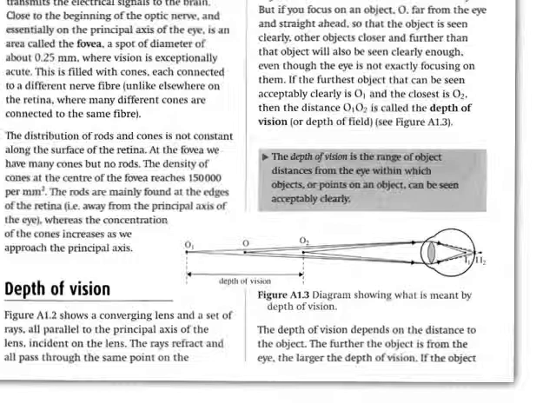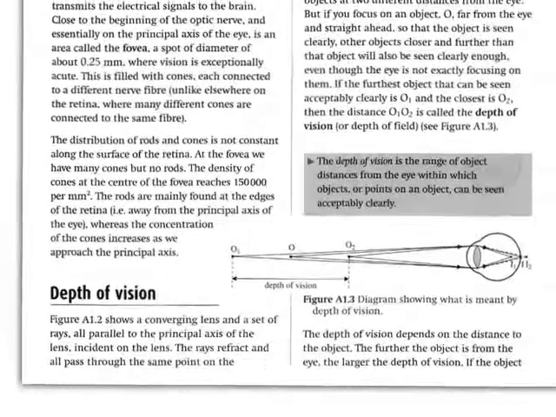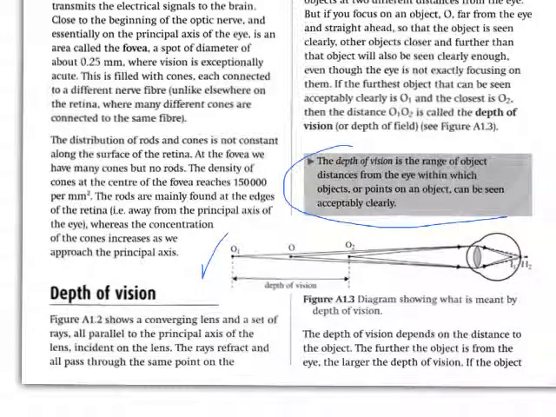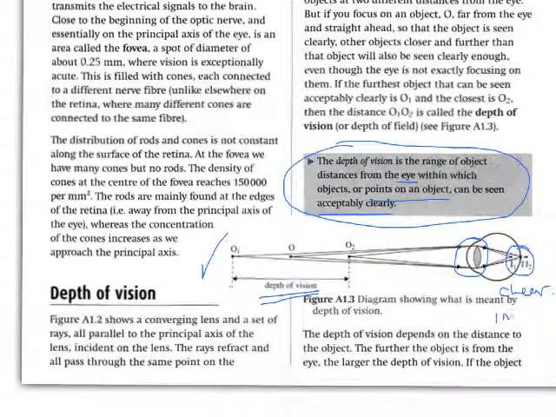I'm now going to explain depth of vision. And I'm going to use this diagram here to help explain it. By definition, the depth of vision is the range of object distances from the eye within which objects or points on an object can be seen clearly. So there is a range of space, you could say, where your eye is capable of focusing clear images on the retina.